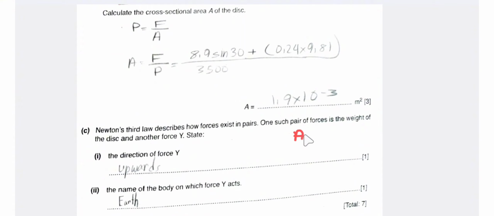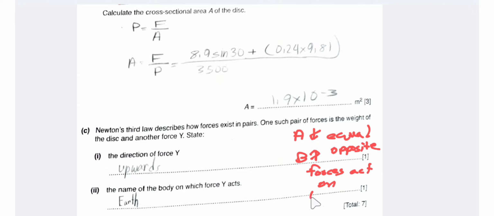Let's suppose an object A exerts a force on object B, then object B will exert an equal and opposite force on object A. So the forces are equal in magnitude, the forces are acting in opposite direction, and the forces are acting on mutually opposite bodies. So the forces act on different bodies.